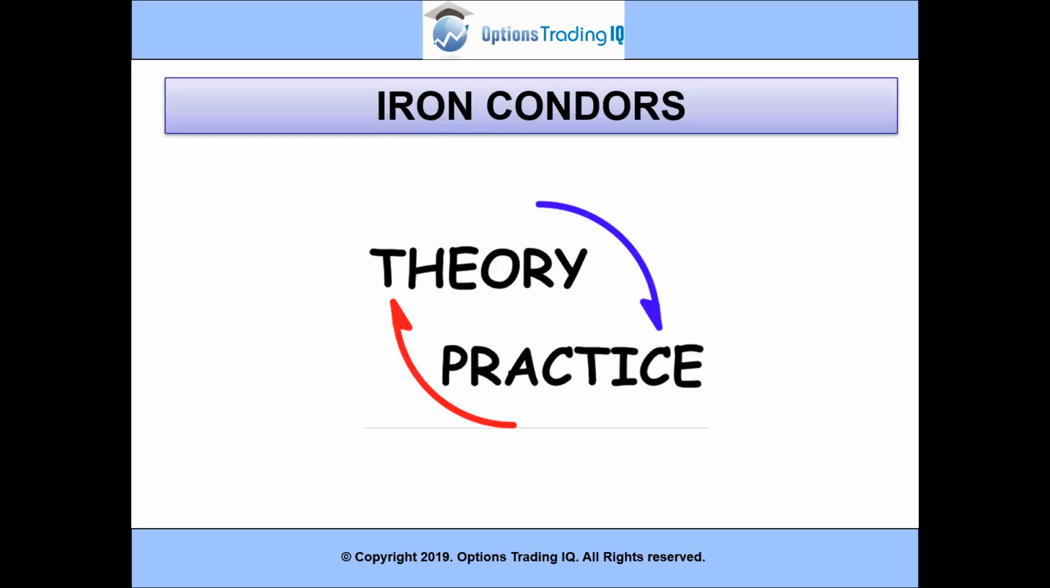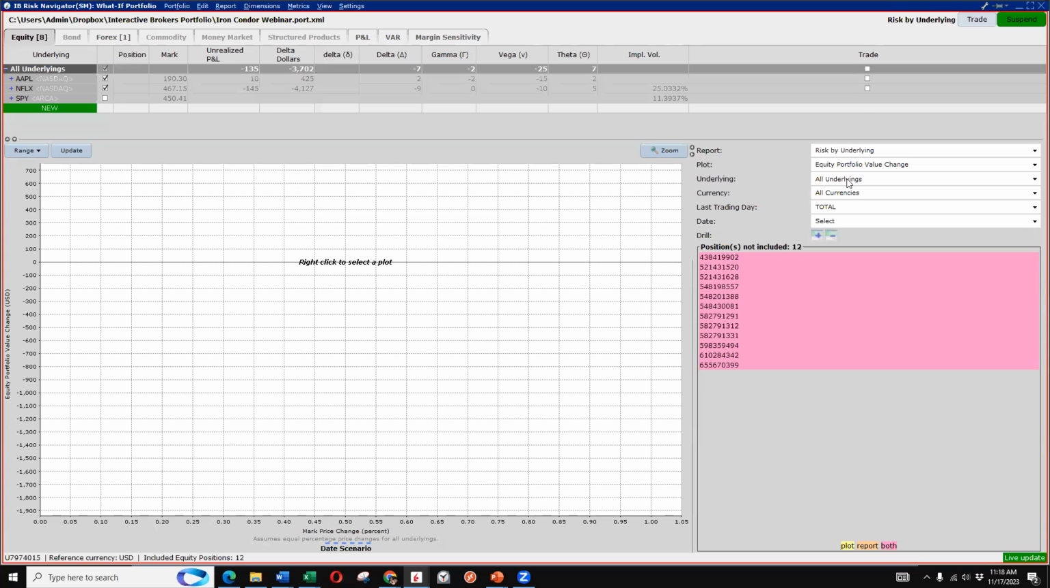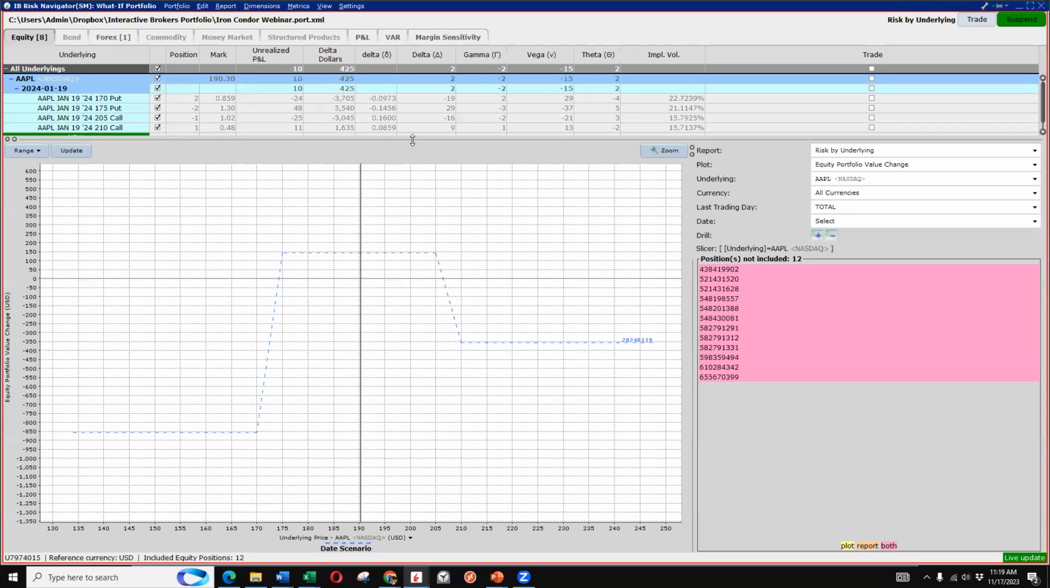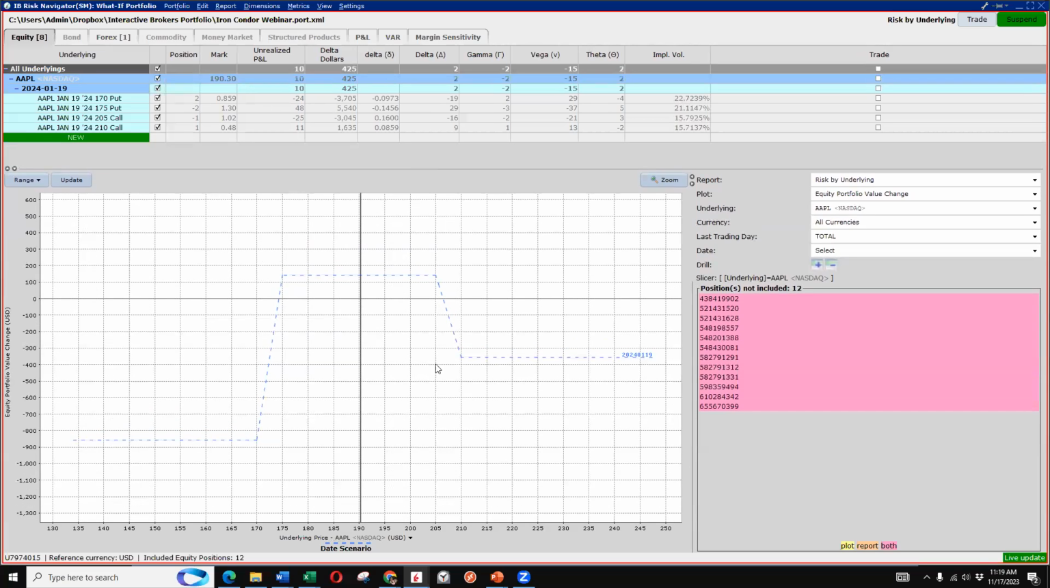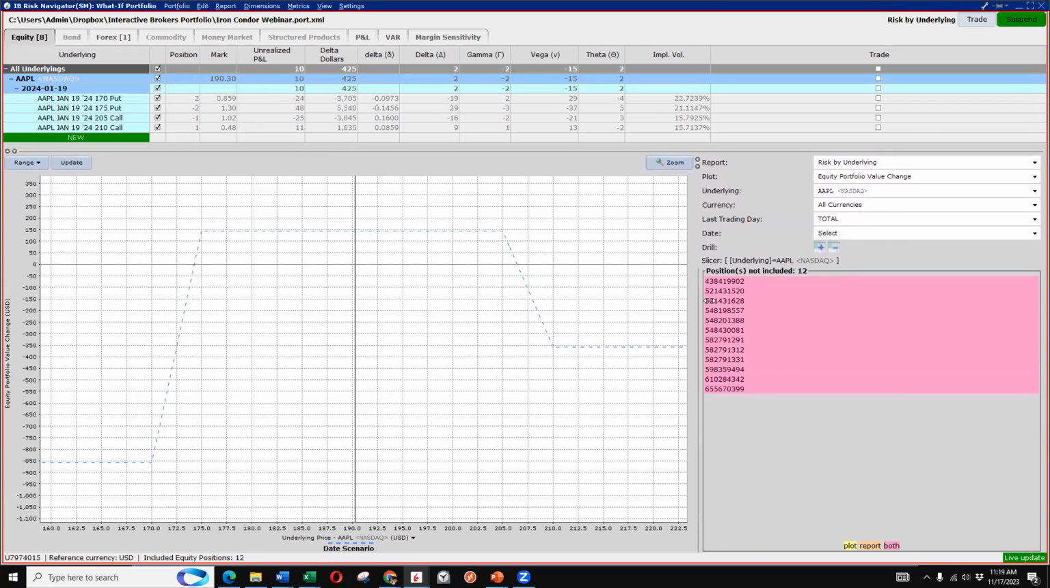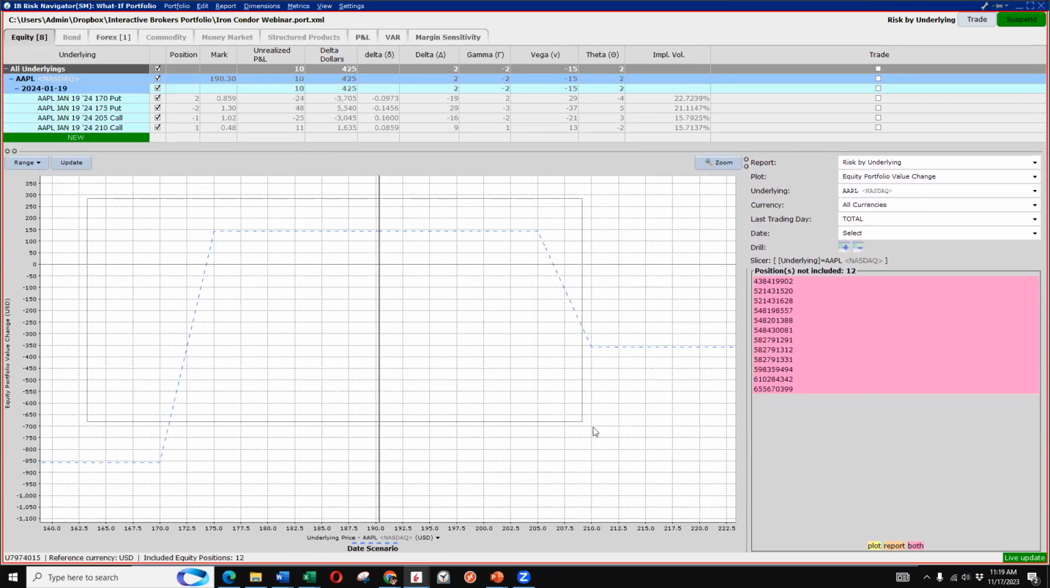All right, so let's put some of this theory into practice, and we'll go and look at a couple of examples. So first we'll look at the Apple example that I had set up in the slides. So this is going out to January. This is the unbalanced version of the Condor. Hopefully everyone can see that okay. Just going to try and zoom in a little bit.